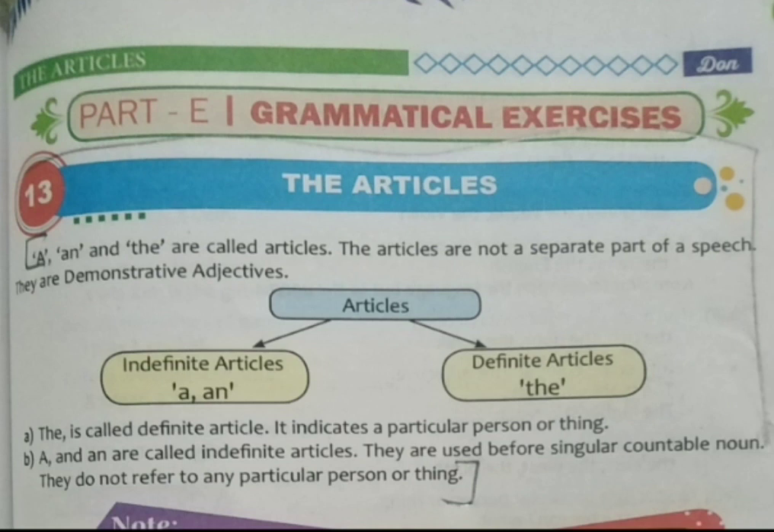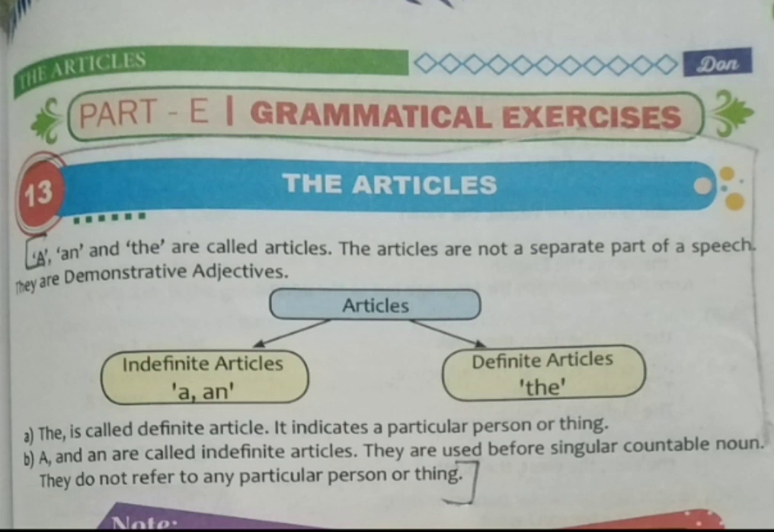First, keep in mind what the articles are: a, an, and the. These three words are articles and they come under demonstrative adjective. Now we can see the types of articles. Articles are divided into two types. They are indefinite articles and definite articles. What are the two types? Indefinite article and definite article.